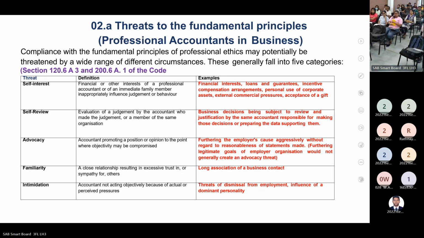So that is what the practical scenario is all about, right? You need to understand that. Self-interest covers financial interest, loans and guarantees, incentives, compensation arrangements, personal use of corporate assets, external communication, commercial pressures, acceptance of gifts, right? Self-interest.